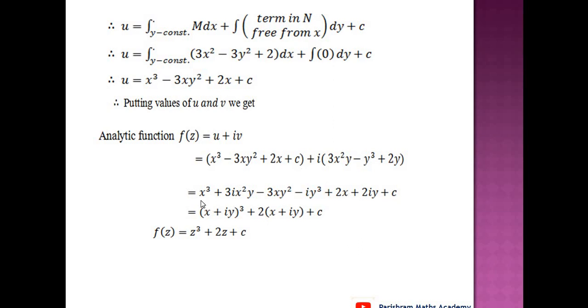Then first you can take the terms of degree 3, and then terms of degree 2, and then constant term. The first four terms are nothing but x plus iy bracket cube. From the next two terms you can take 2 as common in bracket, x plus iy, plus constant. But x plus iy nothing but z, and therefore z cube plus twice z plus c, which is analytic function f of z when imaginary part is given.